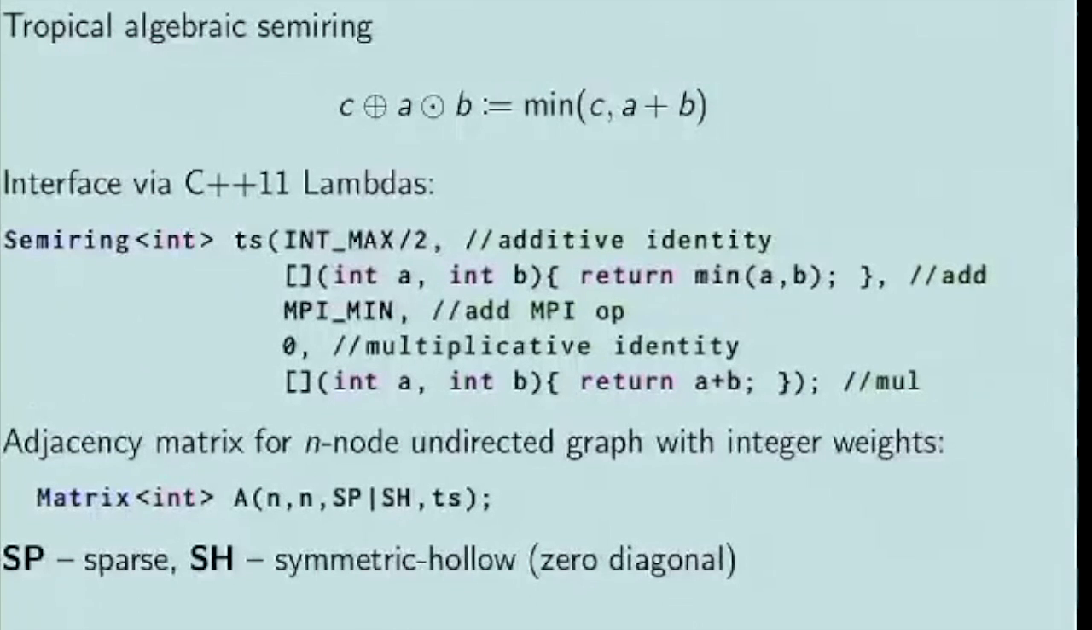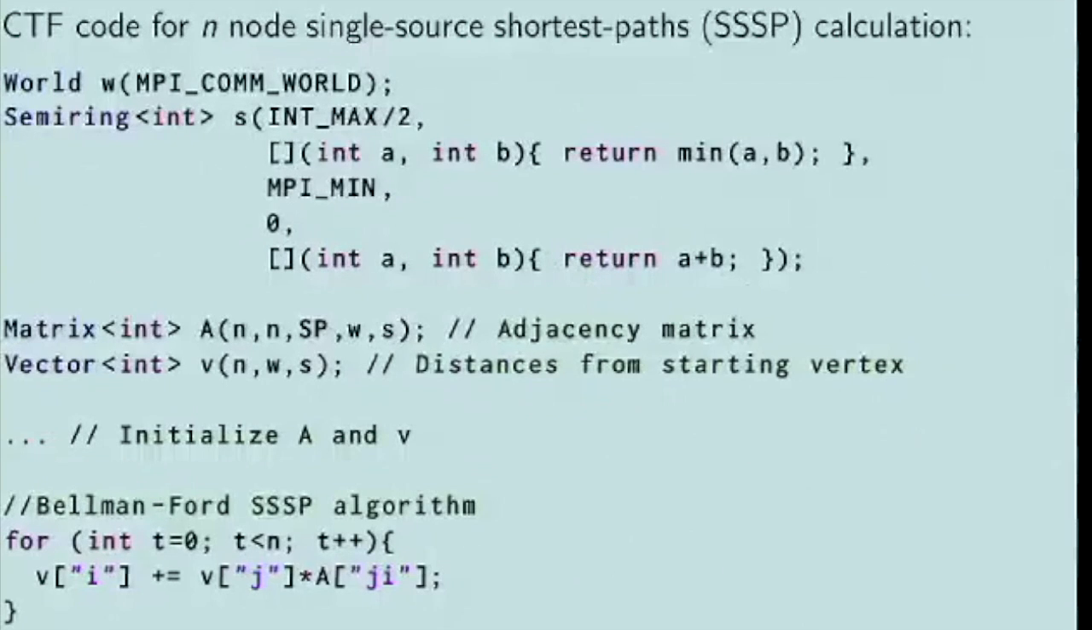To give a quick example, we can define a semiring for path computations in graphs via the following syntax, and then we could define a matrix that's sparse and symmetric hollow, meaning it's symmetric and has no diagonal, to define an undirected graph. And using this, we can implement, for instance, Bellman-Ford as just an iterative scheme involving matrix-vector multiplication over the right semiring in a trivial amount of code.